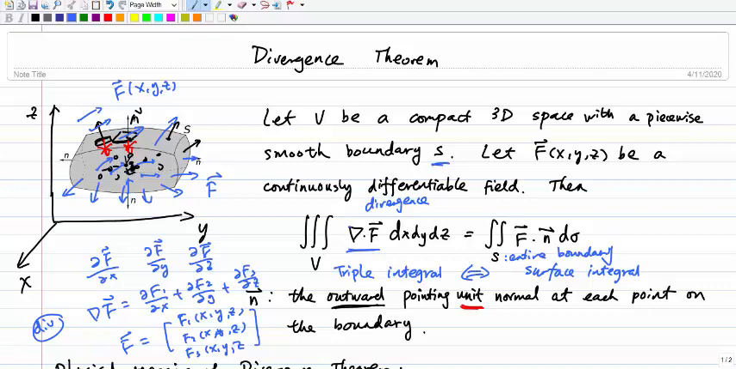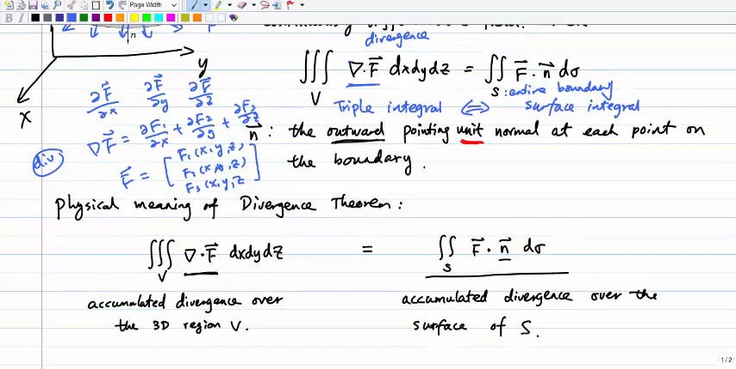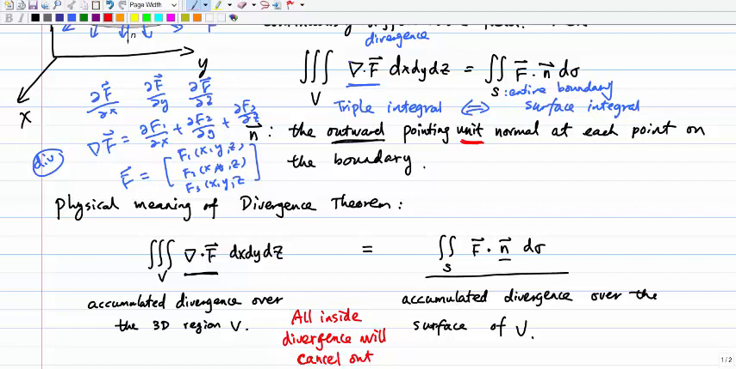So basically what it says is that the accumulated divergence over a 3D region V is the same as the accumulated divergence over the surface of the region, the surface of V. This should be V. The surface of V, because all the inside divergence will cancel out. That's why they are the same.